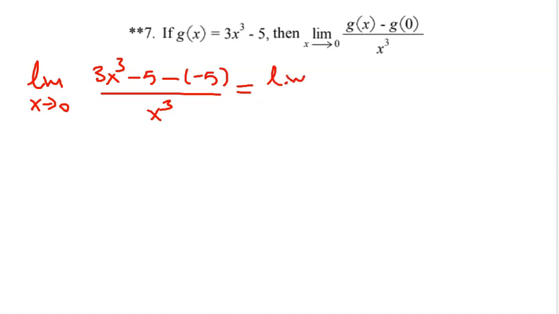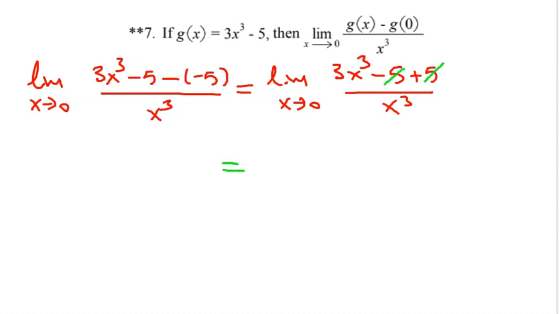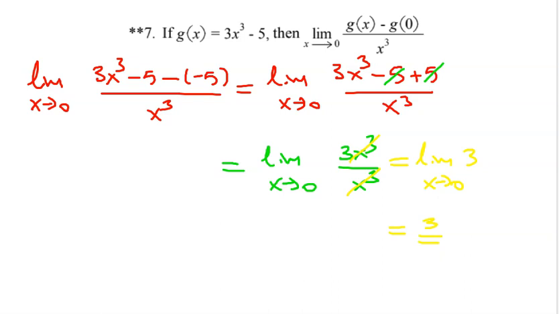So from there we get limit as x approaches 0 of 3x cubed minus 5 plus 5 over x cubed, and then this negative 5 and positive 5 are going to cancel each other out, and then we're going to end up with limit as x approaches 0 of 3x cubed over x cubed, and then these x cubes are going to be gone. Let me use a different color, and now we get limit as x approaches 0 of 3. So when you take the limit of a constant number at any point, the limit is going to be equal to just that constant number, which is equal to 3.